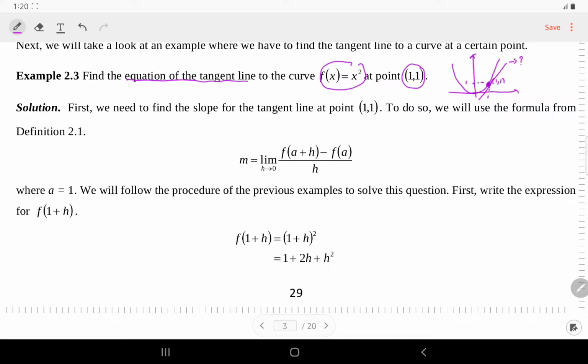Okay, so as I mentioned before, every tangent line is a straight line. It's a straight line. So if we want to find the equation of tangent line, meaning that we need to find what is our y equal to mx plus c. Okay, first we need to find what is our m. Okay, where m is the slope of this tangent line.